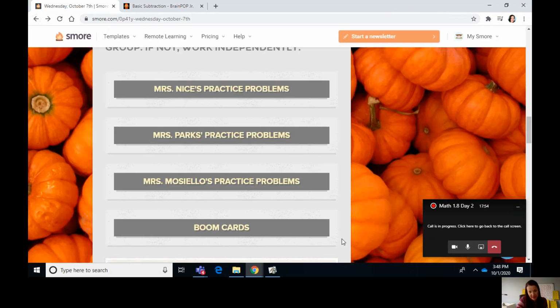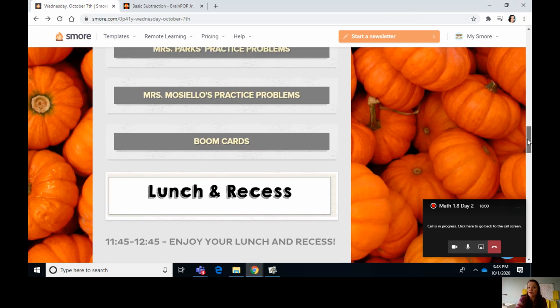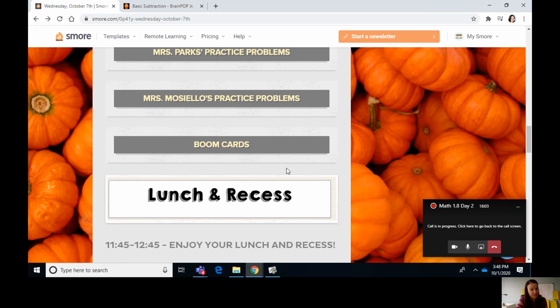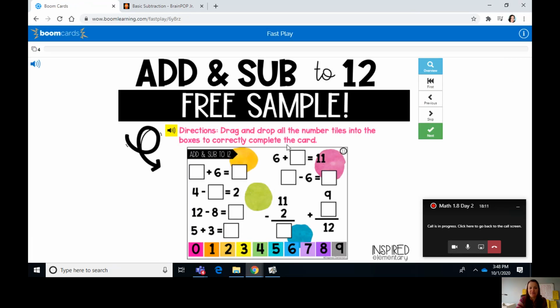Now, after you're done that, your teacher may call you to a group. She may work with you on these boom cards, or you may do them on your own. You will need to find out from your teacher. Here are the boom cards, so you can click here. And these are some fun math problems to practice.